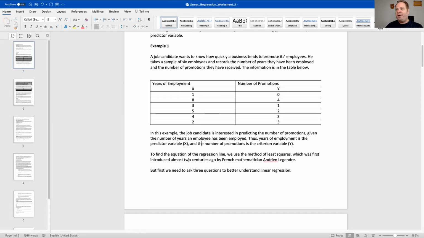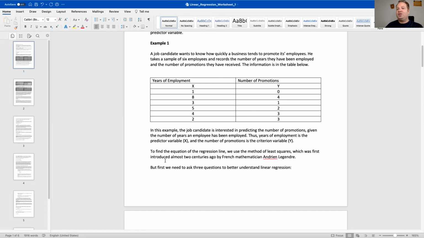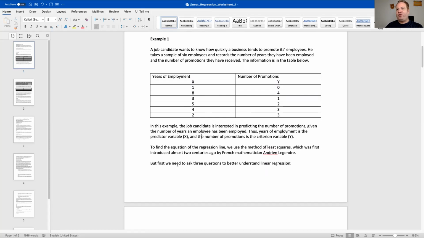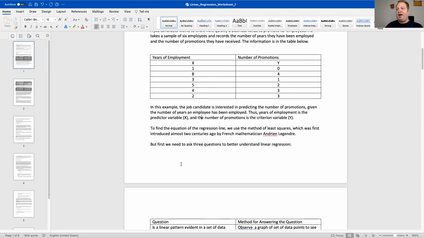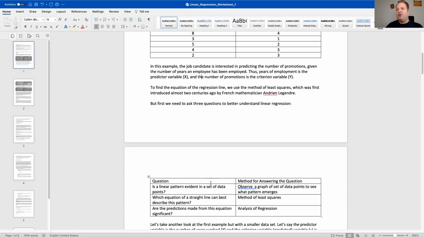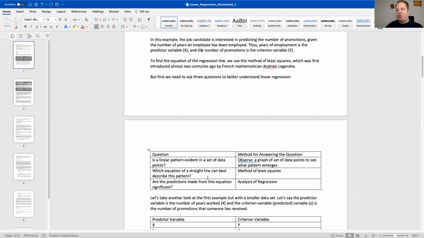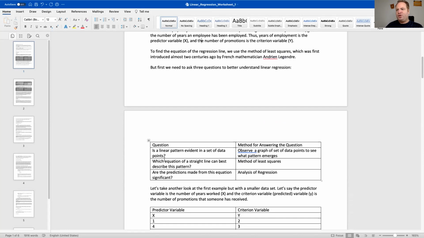To find the equation of the regression line, we use the method of least squares, which was first introduced about 2 centuries ago by French mathematician Adrien Legendre. But first, we have to ask 3 questions to better understand linear regression. And this is just conceptual, okay? So first question, is the linear pattern evident in the set of data points? Is it? And how do we know?